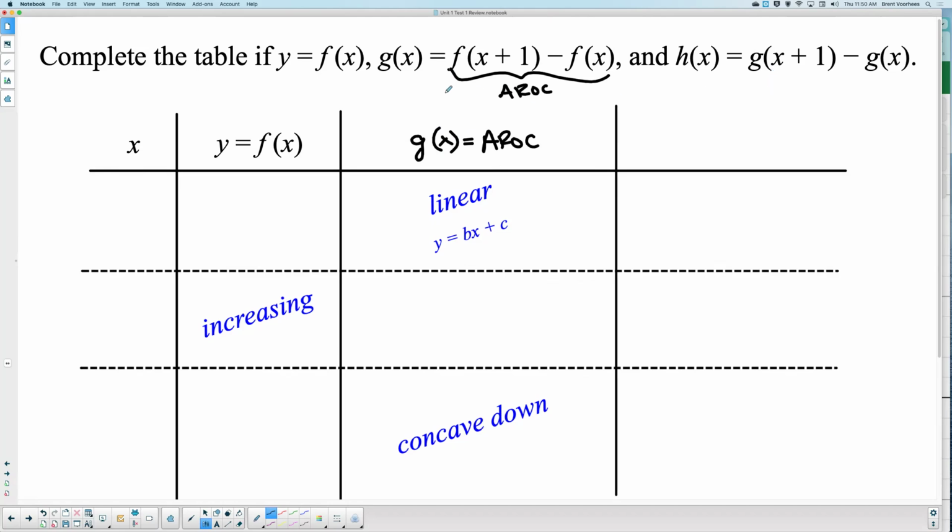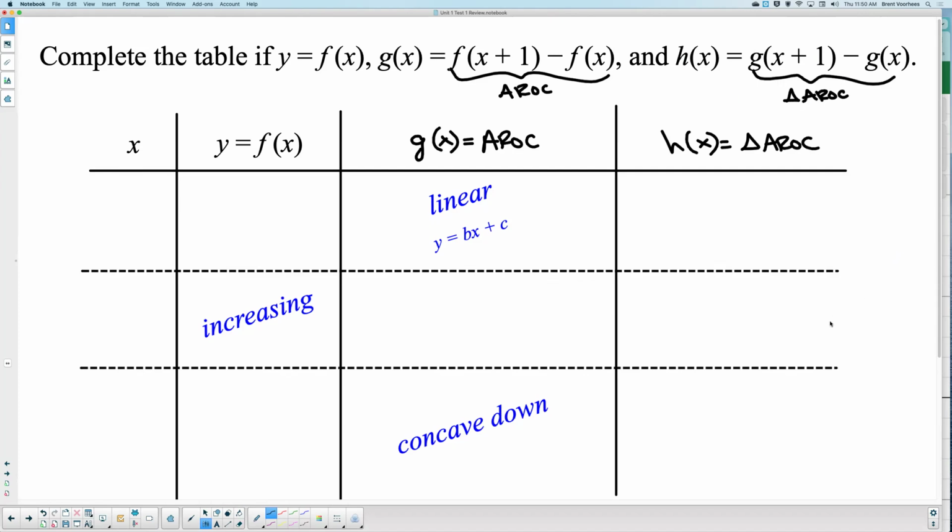And right over here, if g is the AROC, what happens when you take an AROC and you subtract another AROC from it? You get the change of AROC. So that's what h of x is here. H of x is equal to the change of AROC. I'm just showing you fancy ways that it can be written. That's using math notation.